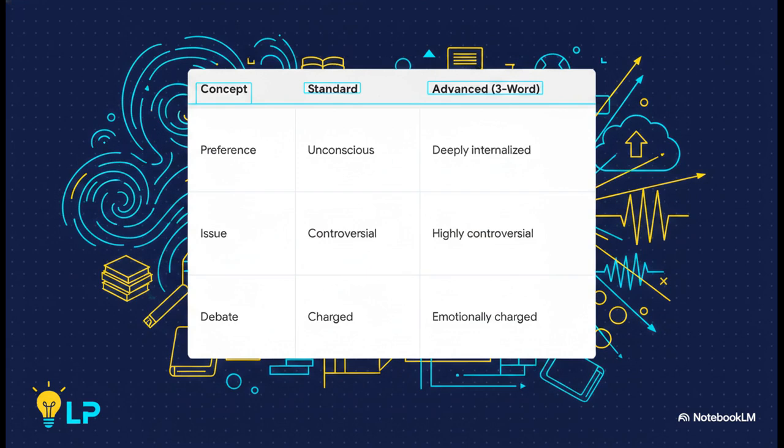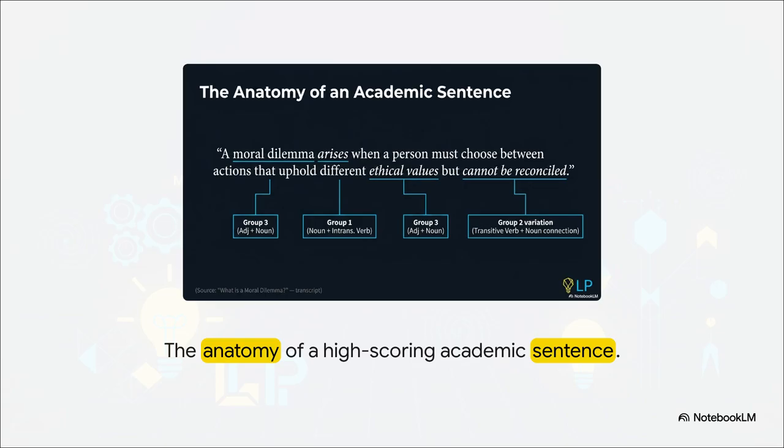You can clearly see how much richer and more academic the expression is on the far right side of this matrix. And this brilliantly illustrates how it all comes together in the real world. Let's look at the anatomy of an academic sentence pulled straight from our source texts. A moral dilemma arises when a person must choose between actions that uphold different ethical values but cannot be reconciled.